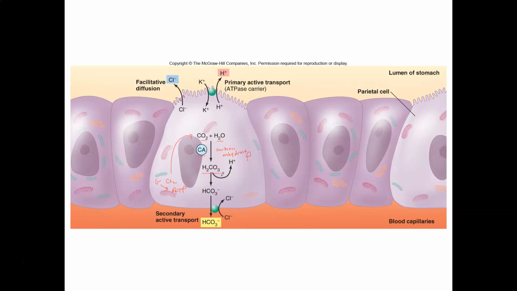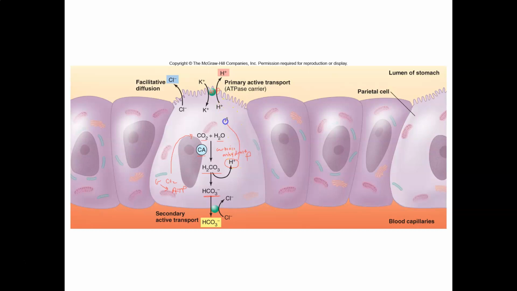Carbonic acid then can dissociate into hydrogen ions, so here's the hydrogen ions that we're producing in the parietal cell, and bicarbonate ions. And so we get bicarbonate and we get hydrogen ions from the dissociation of carbonic acid. The hydrogen is then used by this pump. So here we have a hydrogen potassium pump, and I'm going to write ATP here because it's utilizing energy in order to pump against the concentration gradient.